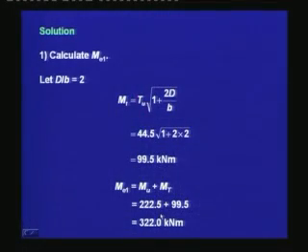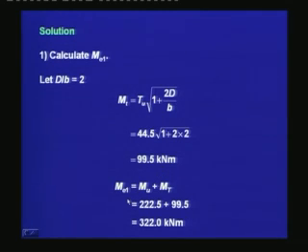The first step is to calculate the equivalent moment Me1. For the rectangular section, let the depth divided by the breadth be equal to 2. This gives an economical rectangular section. With this value of d by b, we can calculate Mt, the equivalent torsional moment, from the Tu, and substituting the values of Tu and d by b, we get Mt is equal to 99.5 kilonewton meters.